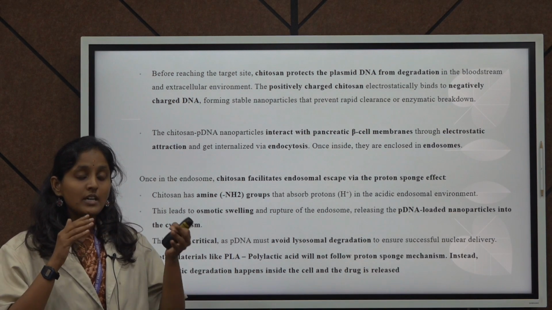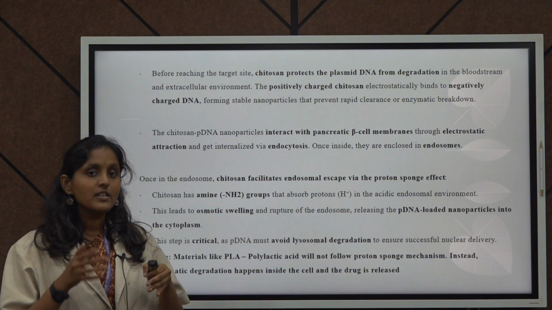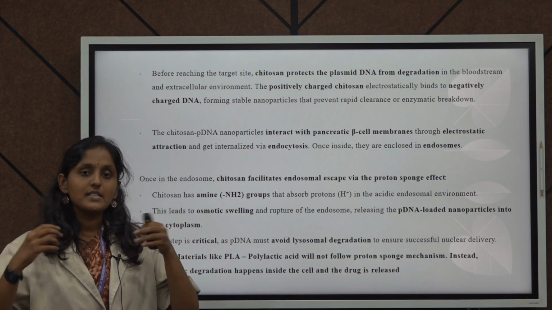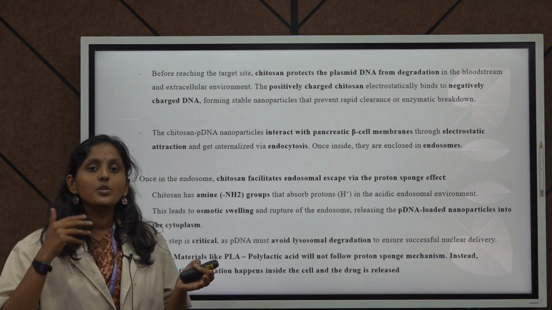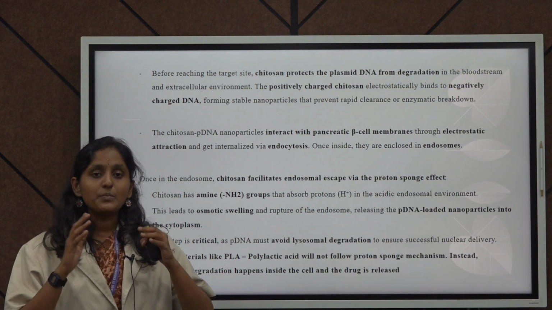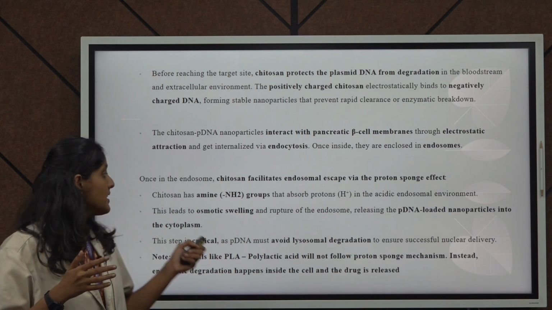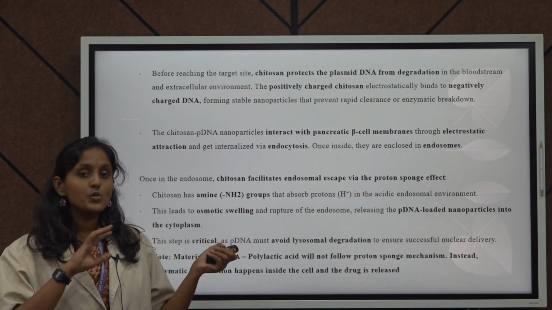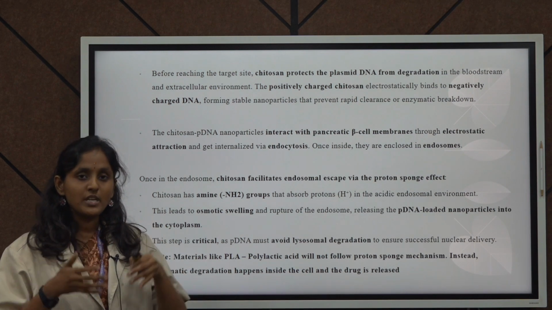So once it enters the cell, proton sponge mechanism is followed. So for entering into the cell, the first step is endocytosis, where the material is taken up by the cell and it is delivered inside the cytoplasm. So after that, this material is going to enter into the endosome. So inside the endosome, there is completely acidic environment where many number of protons are present. So basically this chitosan has amine group, that is NH2 group, that is going to take up all these protons, and hence more water is introduced into the endosome.